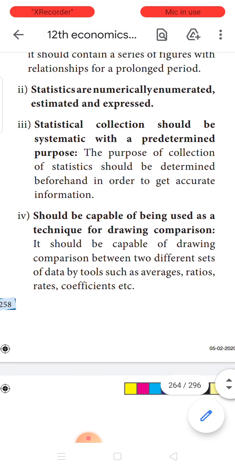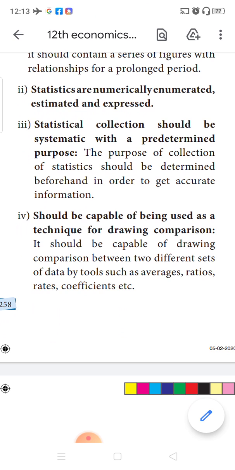Next is, it should be capable of being used as a technique for drawing conclusions. When we talk of statistics, we can use the same corona statistics. What are we doing? By analyzing the statistics of the different dates, the number of corona cases in different districts, the number of newly infected people, the number of people discharged from the hospital, and the number of deaths that have occurred because of corona, we are able to draw some conclusions. And we are able to compare to last month, this month, the number of infected people is less. The number of deaths is also less. So statistics should be capable of being used.